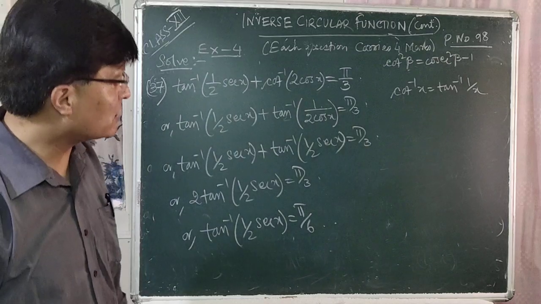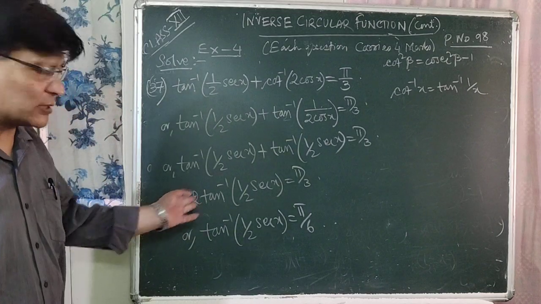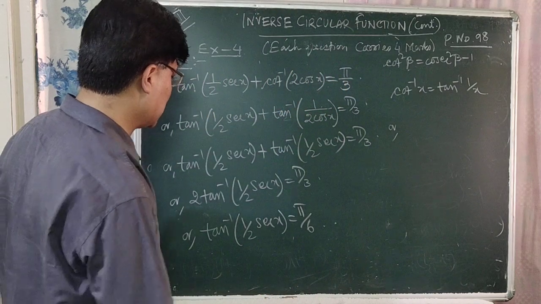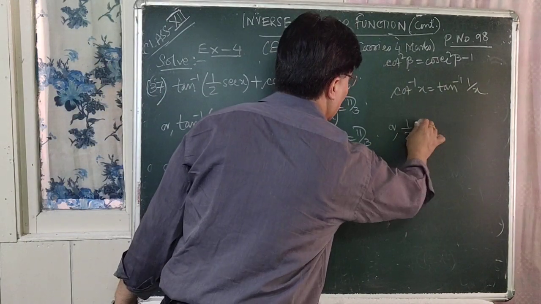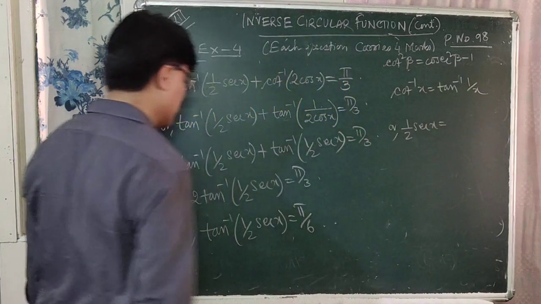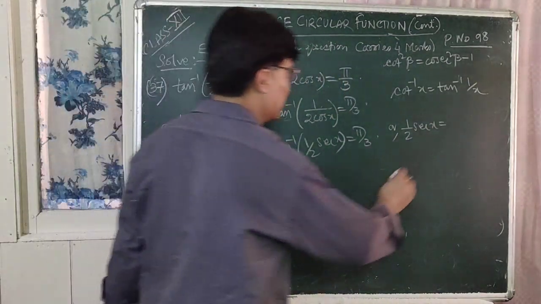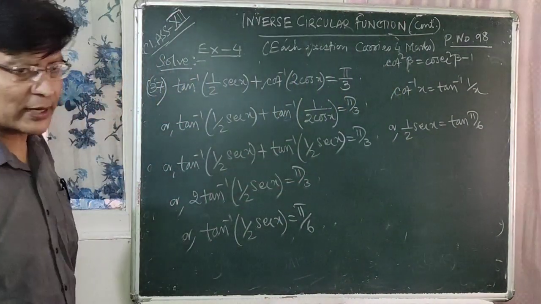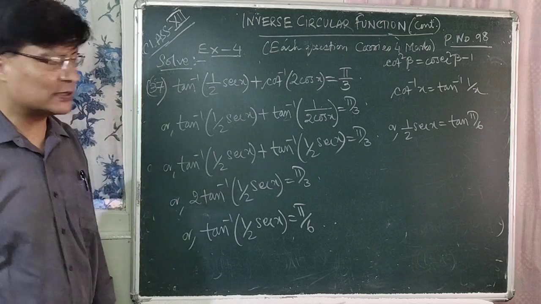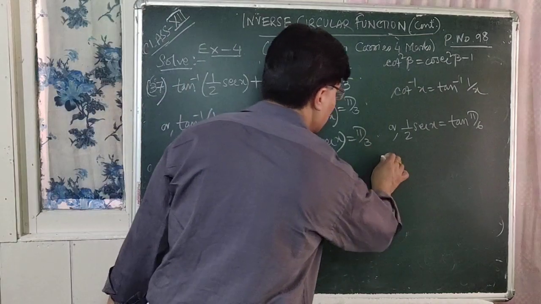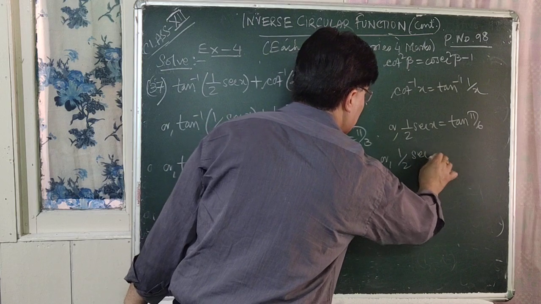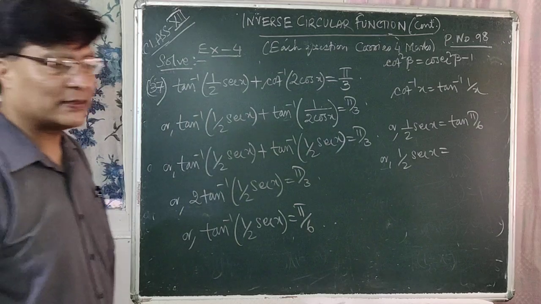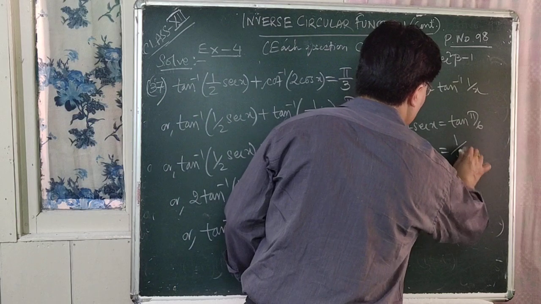Now what will you do in the next step? Take this tan inverse to the right hand side. So half sec x is equal to tan pi by 6, since tan inverse goes to the right hand side and becomes tan, isn't it? So half sec x is equal to, what is the value for tan 30 degree? Tan 30 degree is 1 by root 3.